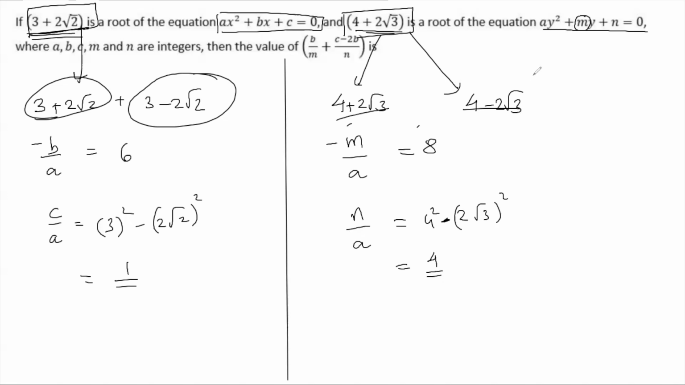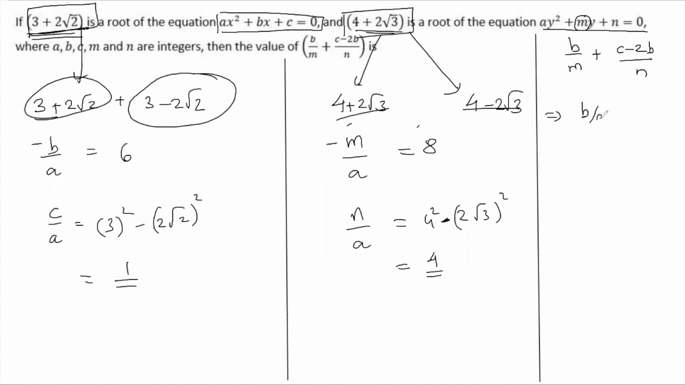Okay, guys. Now what we want to find is the value of b by m plus c minus 2b upon n. So I'll write it here: b by m plus c minus 2b divided by n. Okay, let us divide everywhere by the term a. So here you will have b by a, in the denominator I have m by a, in this term I will get c minus 2b divided by a, and here I have n by a. So I have divided everywhere by a, because all the terms here appear as denominators with a.